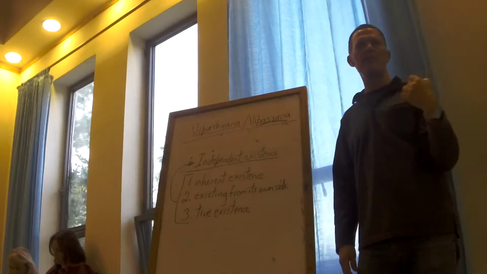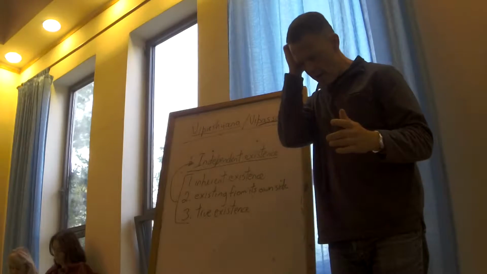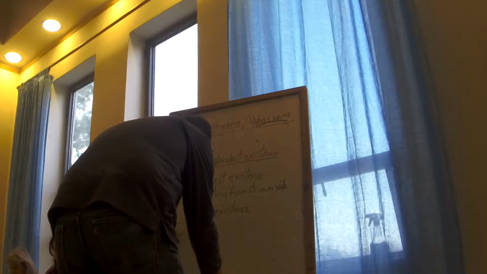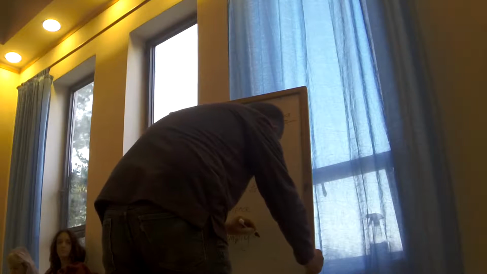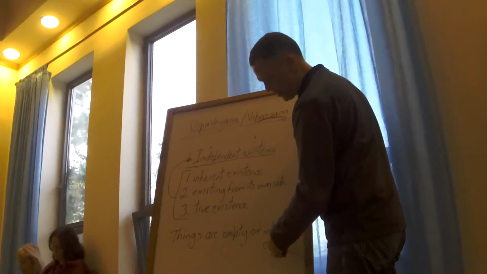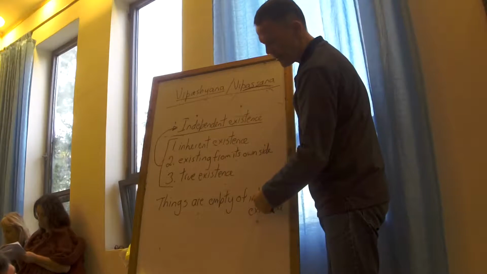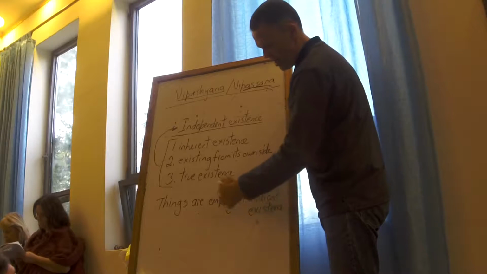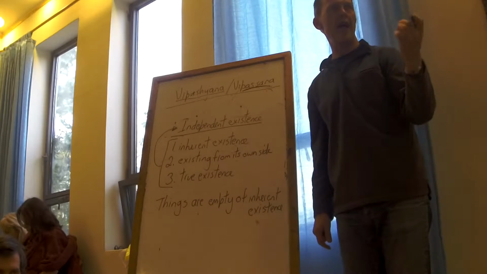Here, in the Mahayana then, in Vipassana, we're saying that things do not exist independently. And the statement is the following, most commonly written like this: things are empty of inherent existence. So empty of inherent existence is similarly saying things are not independently existent. They lack independent existence. Why? Because they are dependently existent.